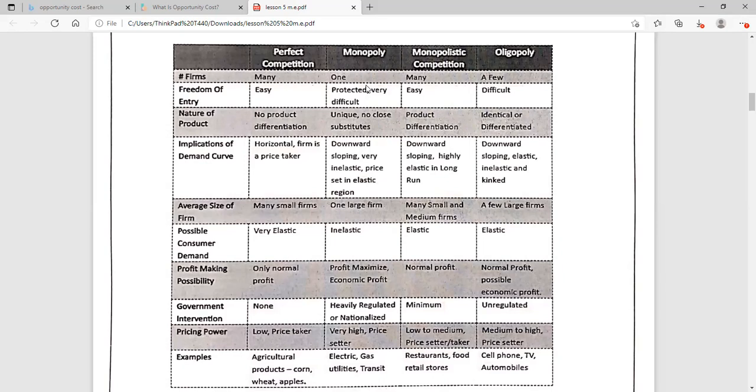We also have what is called a monopolistic market structure. Here we look at restaurants and retail stores. The structure is heavily characterized by product differentiation. There's easy entry, the demand curve is downsloping and quite elastic, and there are many small firms where SMEs fall in. They make normal profits, and there's minimum government intervention.